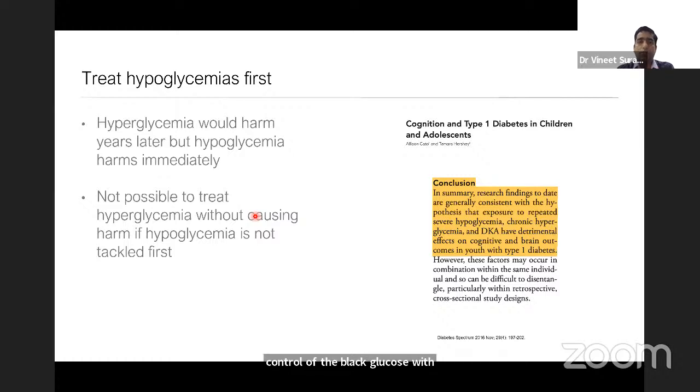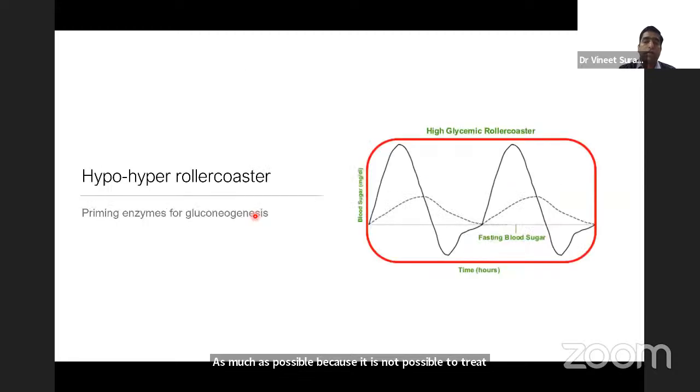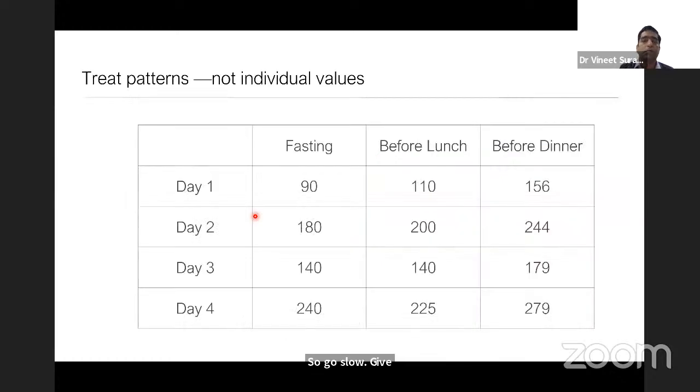Then another important part is, as I said, hypoglycemia is something which we should treat first, and we should avoid hypoglycemia as much as possible, because it is not possible to treat hyperglycemia without causing harm if hypoglycemia is not tackled first. The child goes into that roller coaster: he goes into the hypo, the body reacts to that, then again there will be high blood glucose, again you will react to that, there will be hypo. This roller coaster needs to be avoided. So go slow, give some time to the child, and you'll get better glucose.